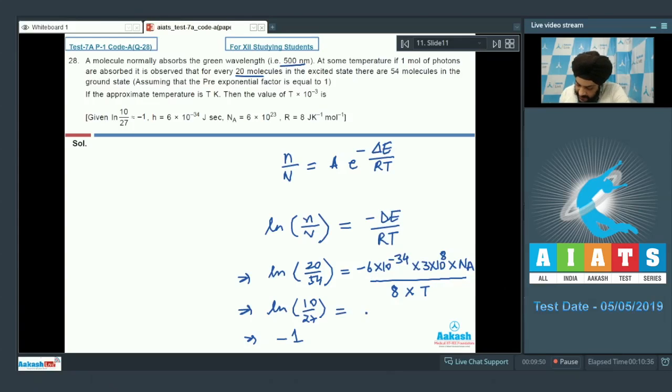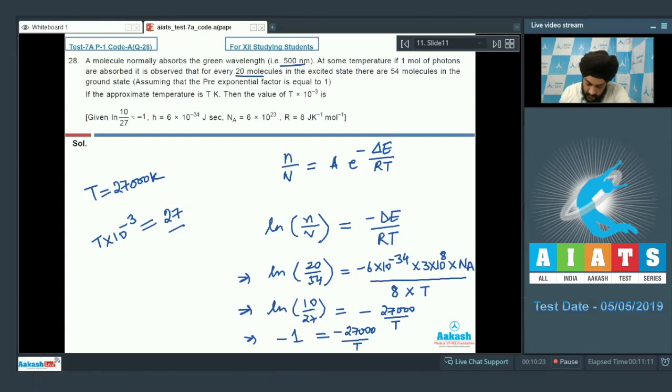So now if we talk about the RHS, on solving it comes out to be equal to minus of 27,000 by T. So this shall be equal to minus of 27,000 by T. And the temperature value comes out to be equal to 27,000 Kelvin. So we have to report the value of T into 10 to the power minus 3. So T into 10 to the power minus 3 will give us a value equal to 27. Students, for this question, we have to mark the correct answer as 27. Let us look at the next question now.